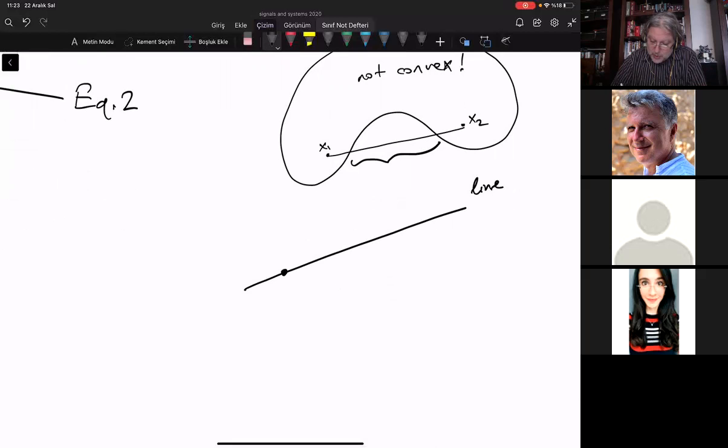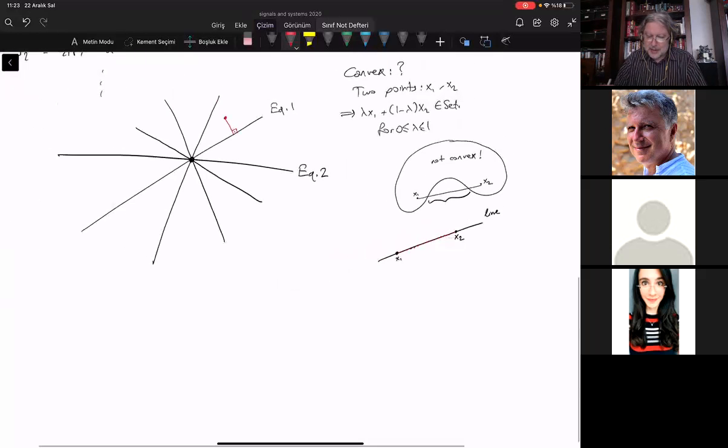Because if you choose a point x1 and another point x2, then every point in between will still be inside the line. So it's convex. A rectangle is convex. A circle, an ellipse is a convex entity or a set. A line is therefore also a convex set.